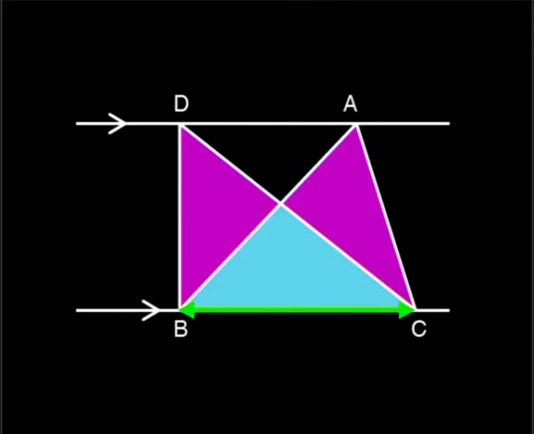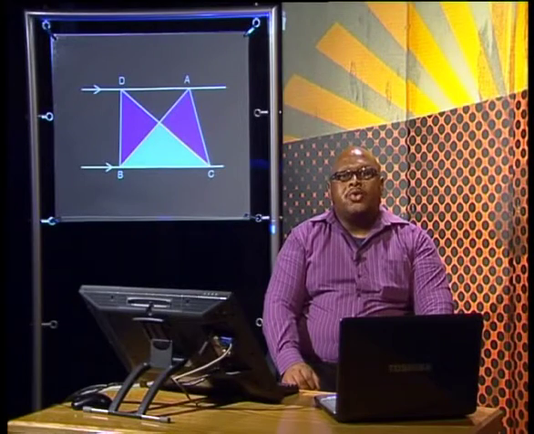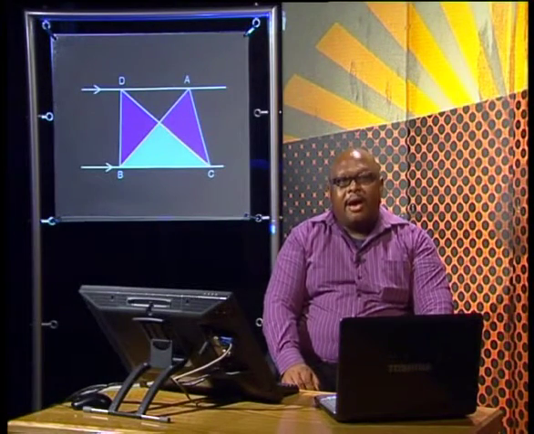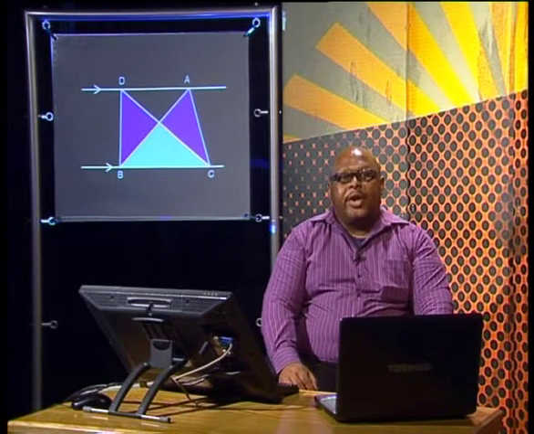Here, both triangles have base BC, and they are still between the parallel lines. So their areas are equal. We are going to need this information a bit later in this lesson. For now, let's move on to a theorem.